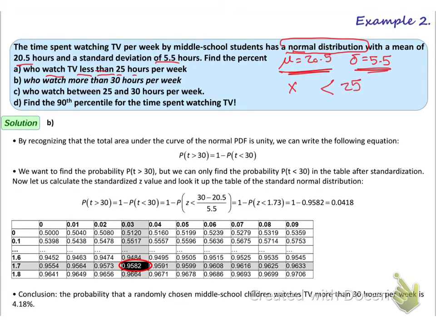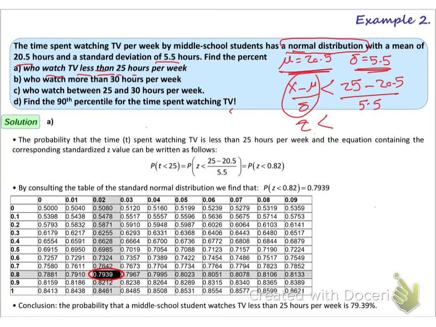Okay, so I want to convert it into standard normal. I say X minus mu, which is 25.5, divided by sigma, which is 5.5. Then this will be Z less than 0.82. So I come to less than 0.82.